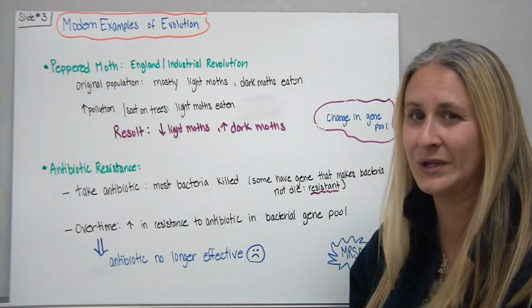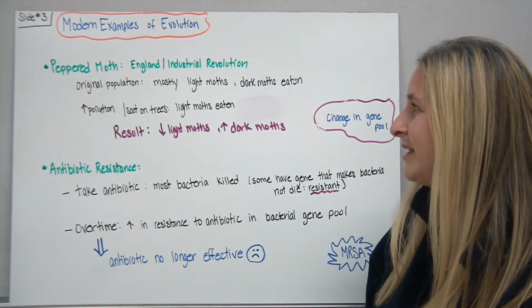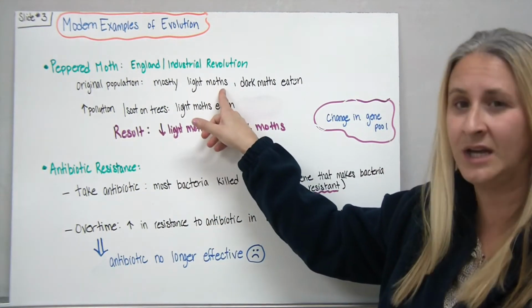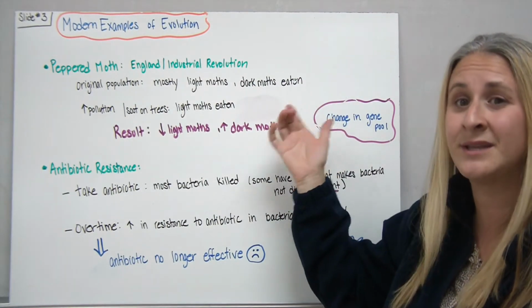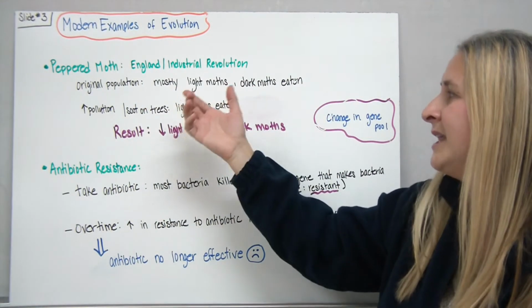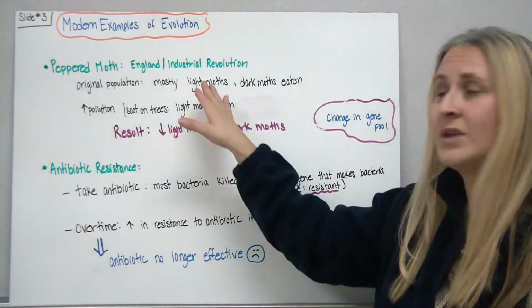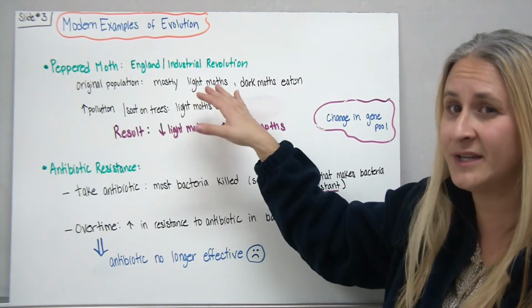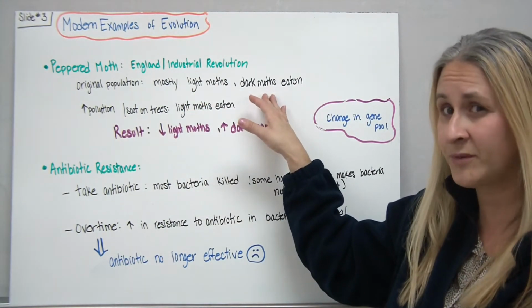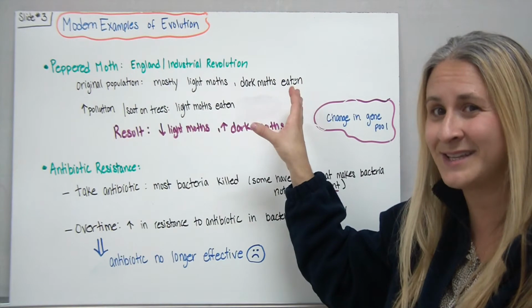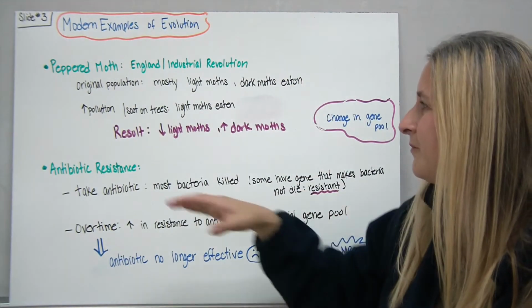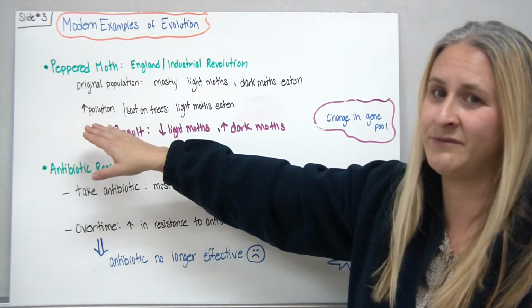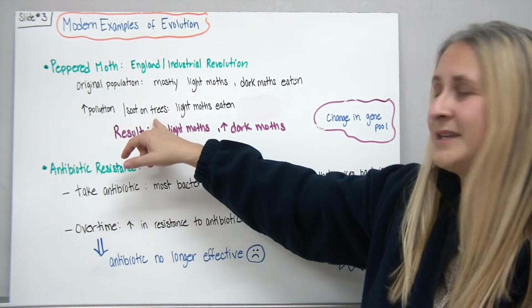The peppered moth occurred in England during the Industrial Revolution, and the original population of moths were mostly light-colored, and the dark moths were typically eaten. And this was because in that particular area, the trees were relatively light in color. So the light-colored moths blended in with the trees, and the dark-colored moths were very easily seen, so they were eaten more frequently.